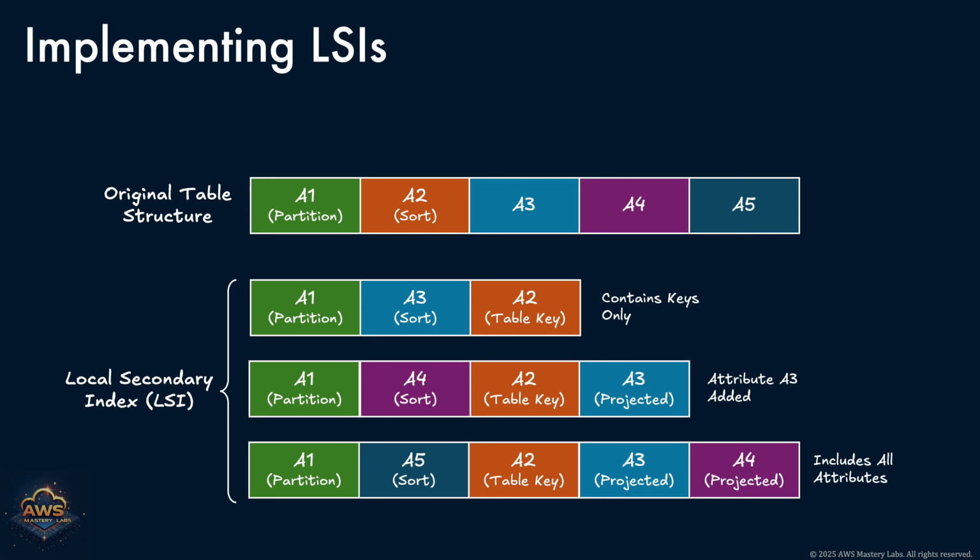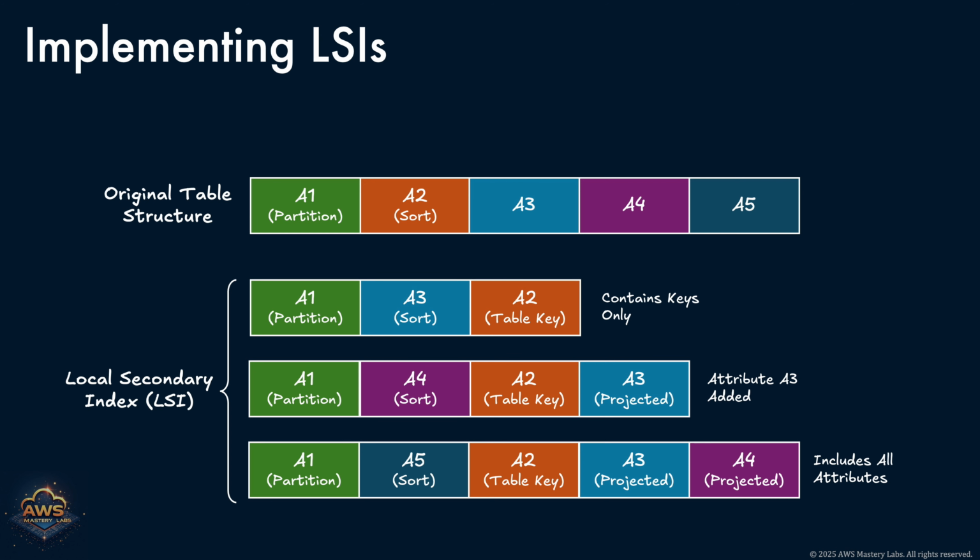In the first LSI, we define A3 as the alternate sort key, and we include A2 as a projected attribute. Since A2 is part of the base table's primary key, it is automatically projected into all LSIs, even if not explicitly requested. The second LSI is built using A4 as the sort key, and this time we project A2 and A3 as additional attributes. This allows queries within the same partition, A1, to be ordered and filtered based on A4, while still being able to access A2 and A3 efficiently without consulting the base table.